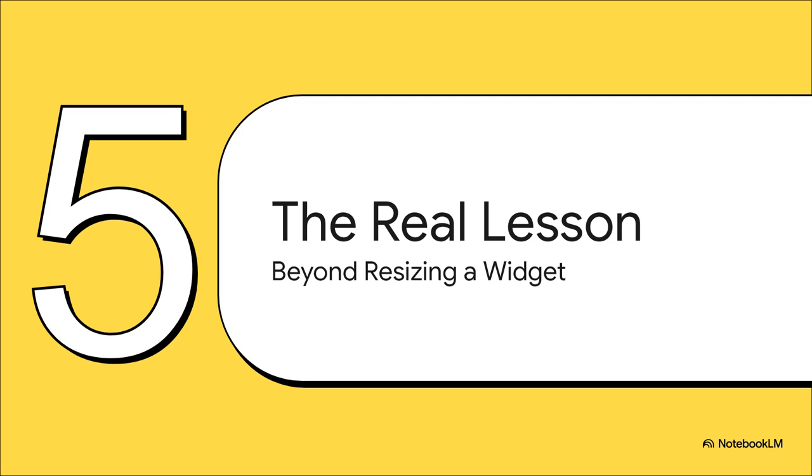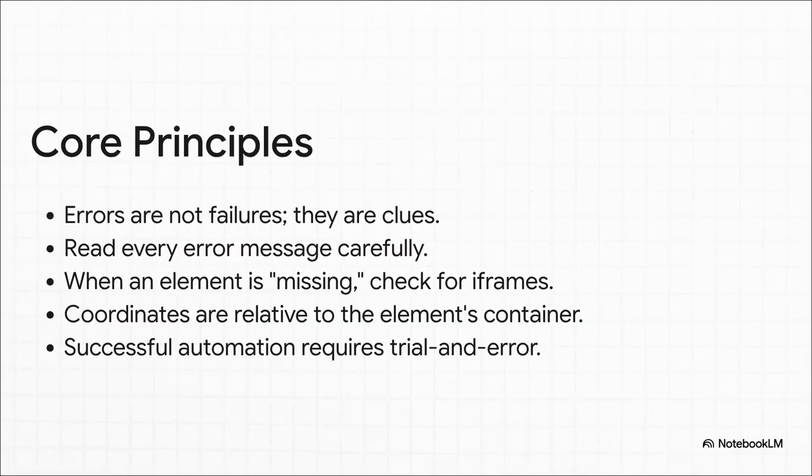What we've really done here is uncovered a fundamental mindset for how to tackle any automation challenge. So what are the big takeaways? First, and this is the most important one, errors are not failures, they are clues. They are the breadcrumbs leading you to the solution. Second, when an element seems to be missing, your first instinct should always be to hunt for an iframe. Third, context is everything. Coordinates are relative. And finally, remember that automation is rarely perfect on the first try. It's a process of trial, error, and discovery.